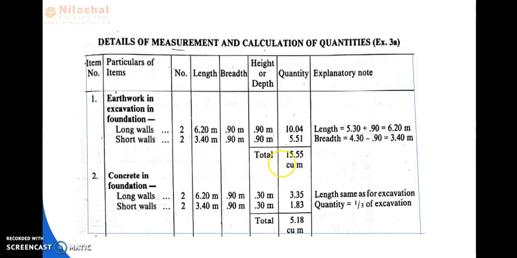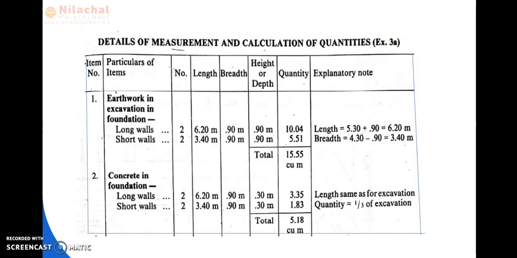Center to center distance minus breadth. For long wall, plus breadth, plus 1 breadth. But for short wall, it is the center to center distance minus breadth. Which center to center distance? The short wall center to center distance. The short wall center to center distance is equal to how much? 4.30. So, 4.30 minus 0.90. So, the distance is 3.40. The long wall total quantity is how much?